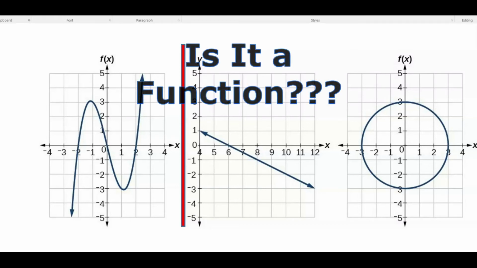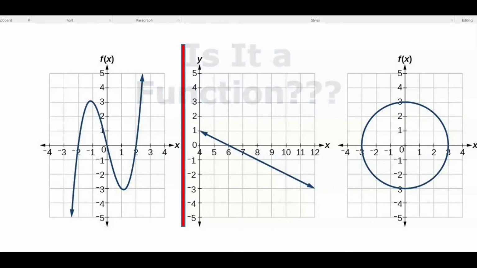All right, we're going to be looking at functions, and there's different ways we can look at a function, and we're going to be asked if a relation represents a function. Now, if you're given a graph, there's a real easy way to tell if it's a function, and this is what we call the vertical line test.